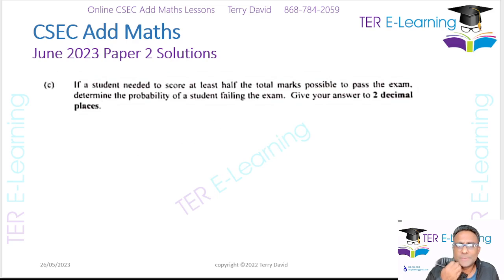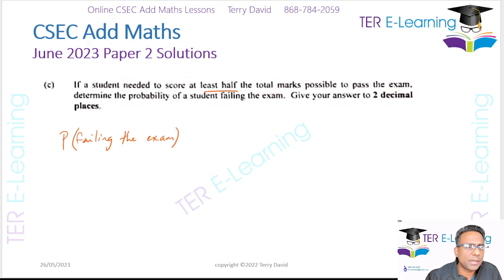What we have here now: if a student needed to score at least half of the total possible marks to pass the exam, determine the probability that a student fails the exam. You have to be careful when you're reading some of these questions. So the probability that our students fail the exam. Now they said to pass the exam, you need at least half. I think the exam was out of 80.